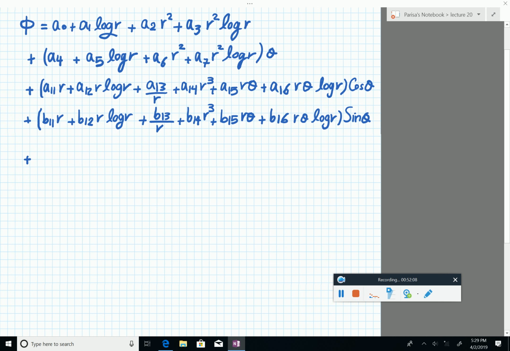Well, you should be happy when you see a lot of terms in a general solution. Why? Why should we be happy about it? Gerald? Was it Gerald?